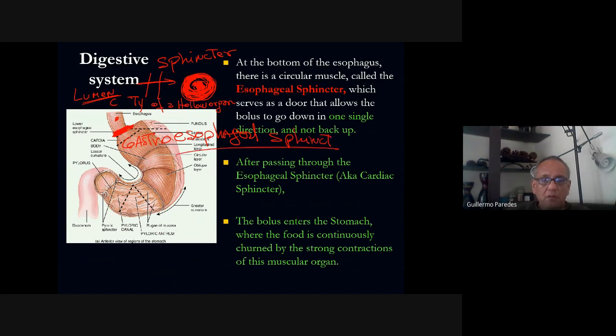Okay? So what is this sphincter? It's the gastroesophageal sphincter, or esophageal sphincter, whatever you want to call it. Esophageal sphincter or gastroesophageal sphincter. Okay? Are you okay with that?